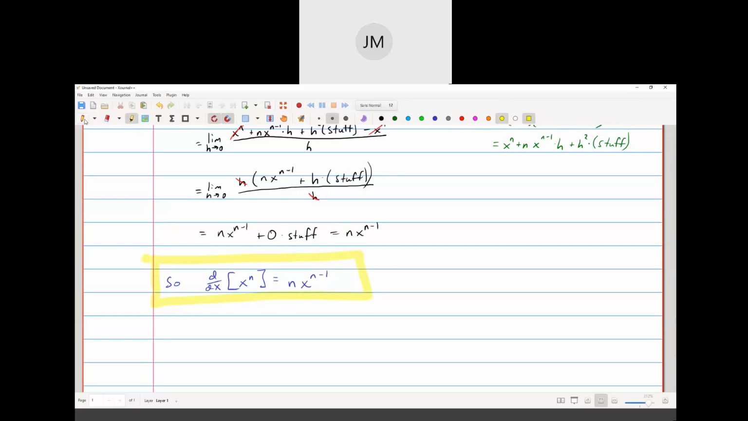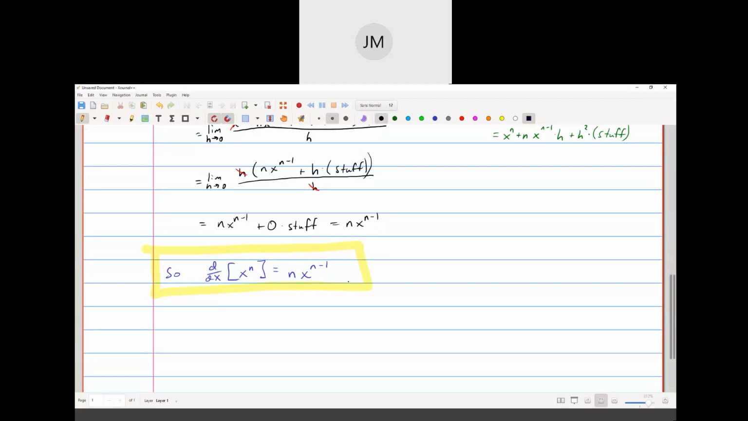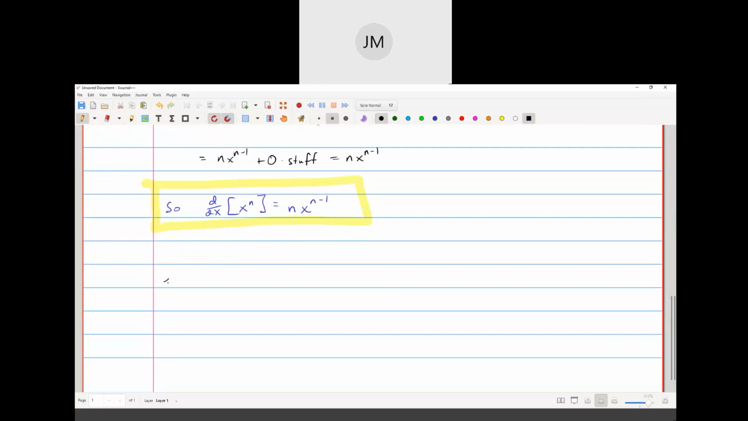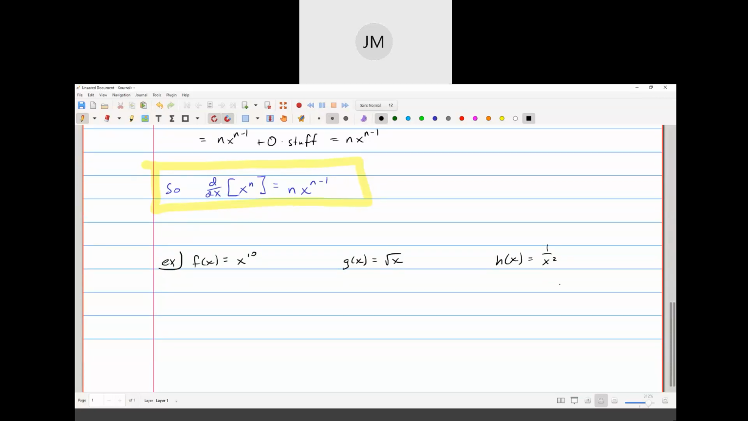All right. So let's look at some examples. I'm going to write down 3 functions. Let's have x to the 10th. We'll have square root of x and 1 over x squared. Okay. What I can do is use this derivative rule to find the derivatives for each one of these, right? So let's find the derivatives.